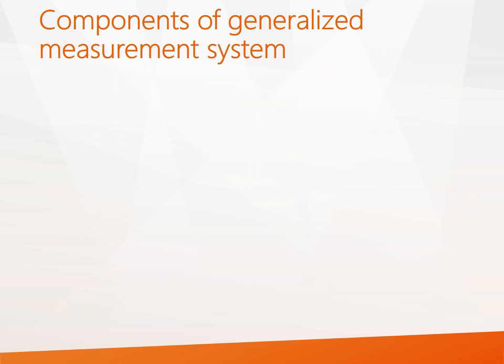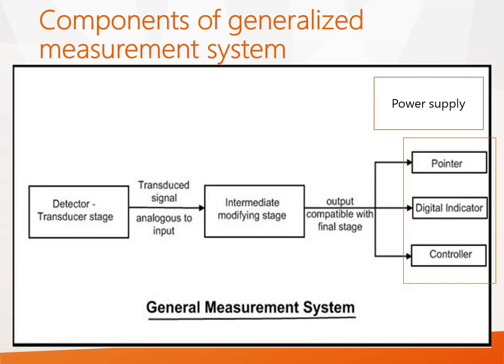Now we'll see the components of generalized measurement system. It is basically four blocks, that is transducer, then intermediate stage, and the final stage consists of pointer, digital indicator or controller, and the last block that is power supply.